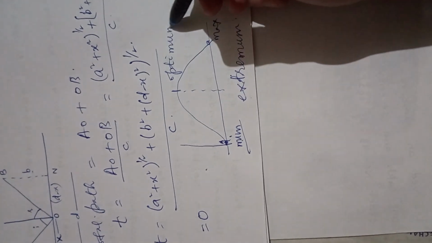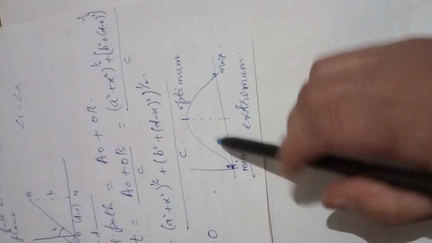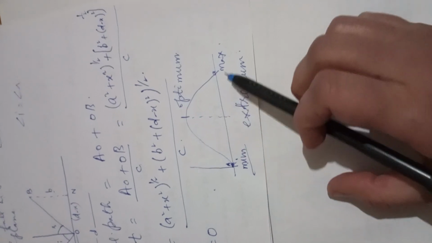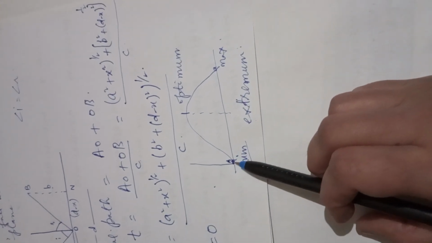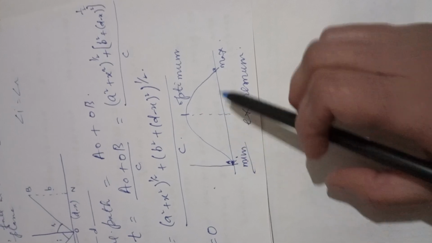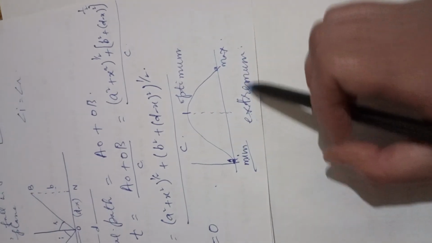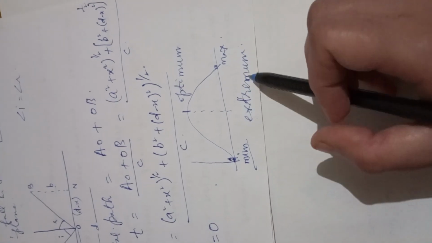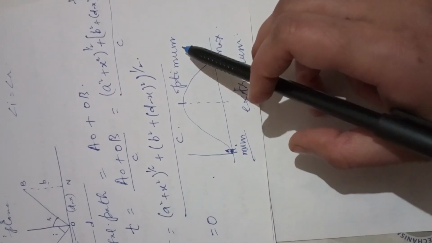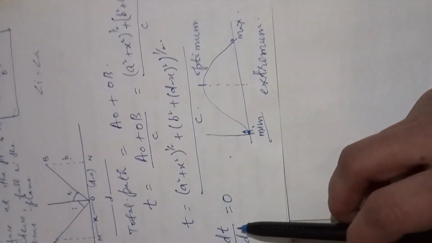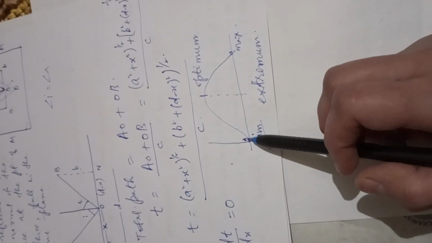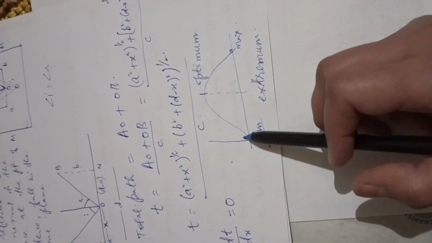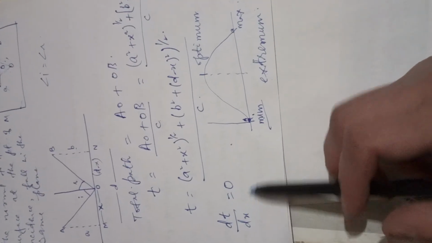Generally students make a mistake that maxima is perhaps this value. No, this is not. Maximum is the endpoint value on the x-axis. Minimum is the beginning value on the x-axis. Because they are on the two extremes of the graph, we also call them extremum. Both of them are called extremum. And the peak value is called optimum. Right? Now, for anything to be minimum or maximum, its derivative has to be 0. Okay? dt by dx has to be 0.